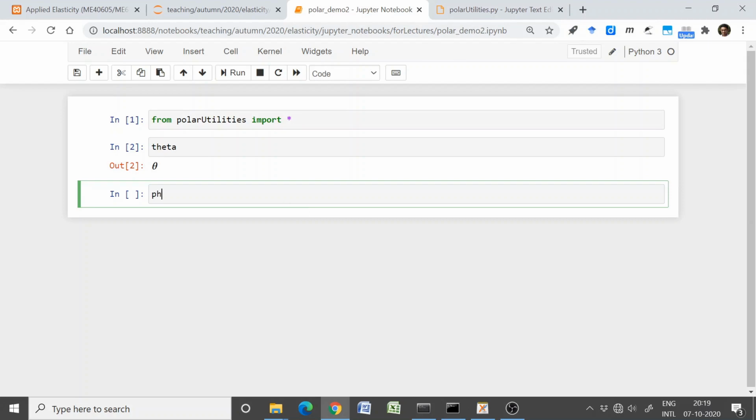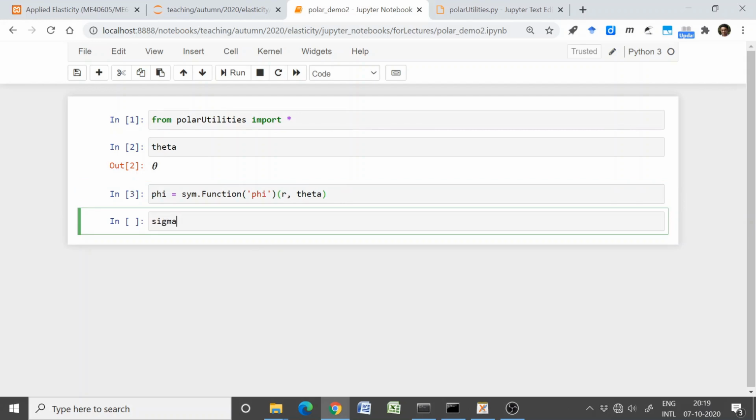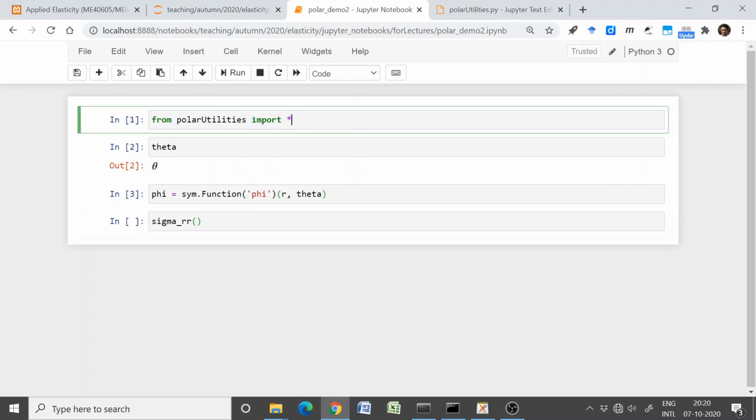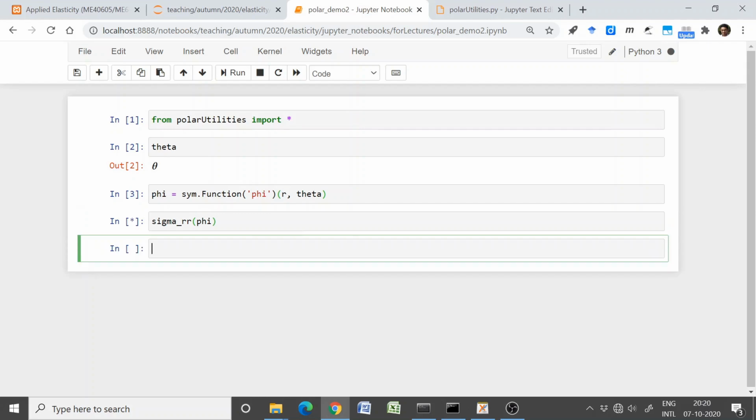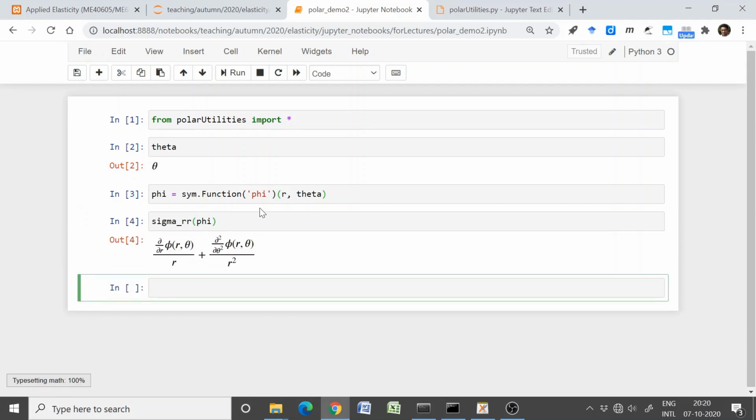So what we can do is set up this generic function phi, which is dependent on r and theta. And now let's say we want to display this sigma rr. See, in this entire file just 2 lines have been written, and these have nothing to do with sigma rr, but based on what we have imported in the first line I'll be able to directly use it. So if I write sigma rr phi, it should actually give me the answer. You see. Similarly for sigma tt.